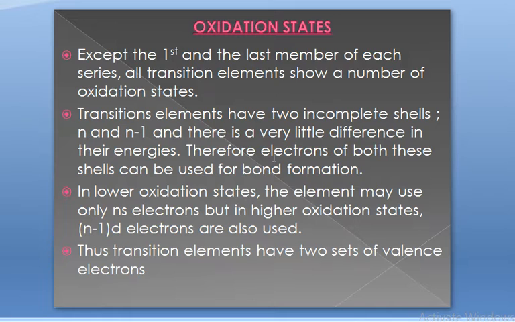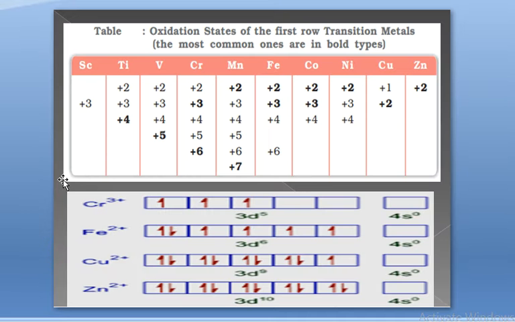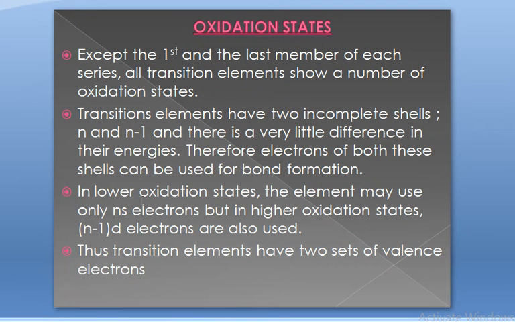Now some of the important points are written in this slide. Except the first and the last member, all transition elements show a number of oxidation states. There are reasons for that, we'll see that later. In this slide I've taken the example of the 3d series. You can see the first one shows only one oxidation state, +3. The last one shows only one oxidation state, +2. The rest, you can see, all show a number of oxidation states.